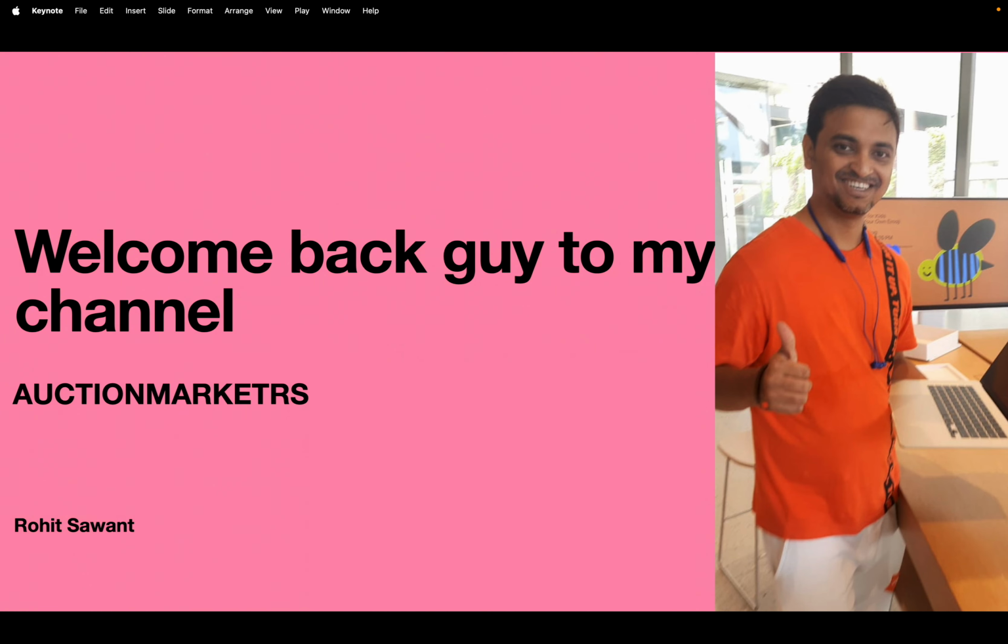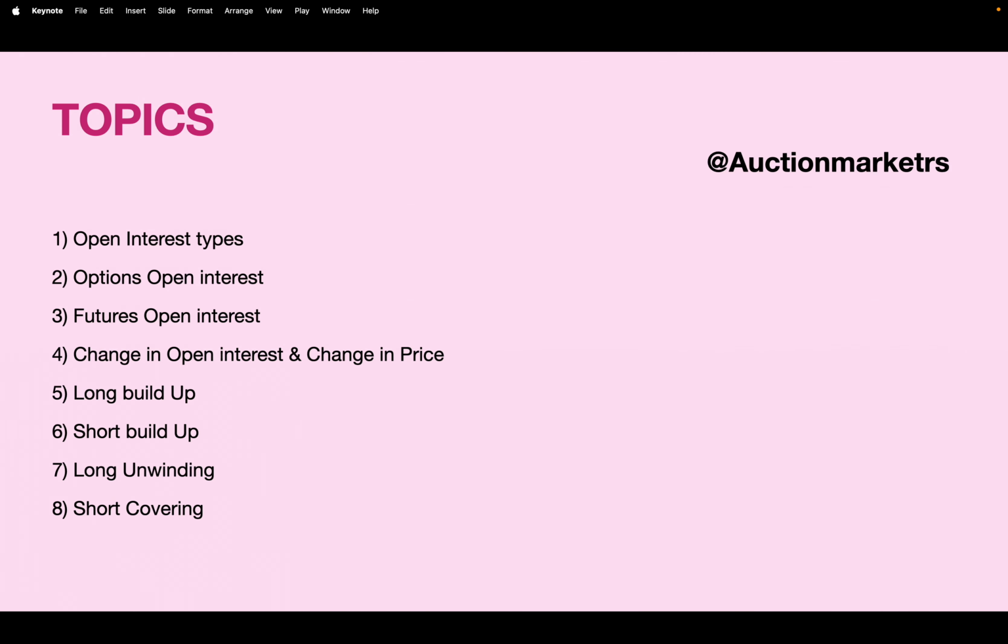So let's move ahead with today's topic, that is open interest types. How many types of open interest do we have? Options open interest, future open interest, change in open interest and change in price. And there is something called long build up, long unwinding, short build up and short covering.